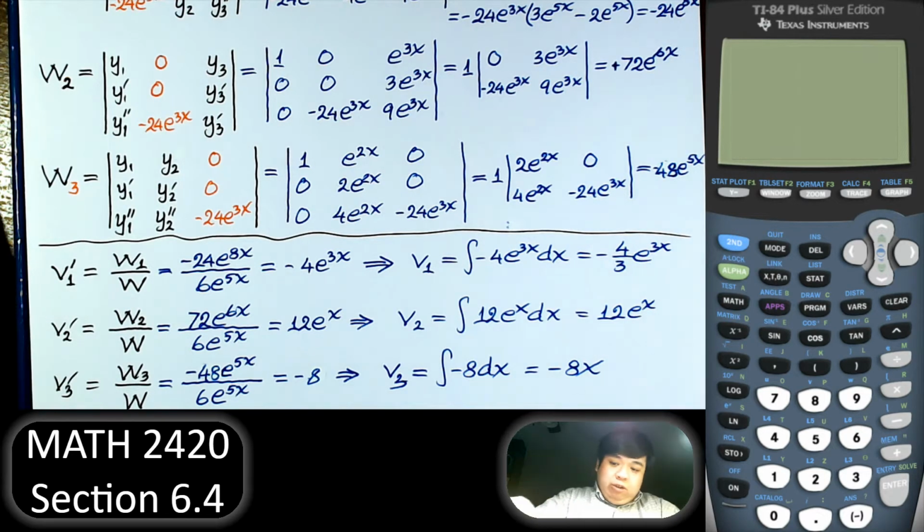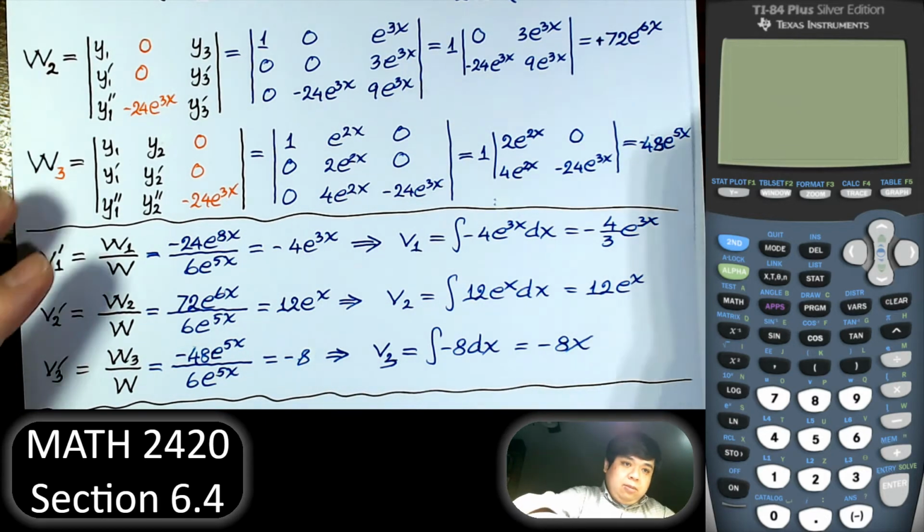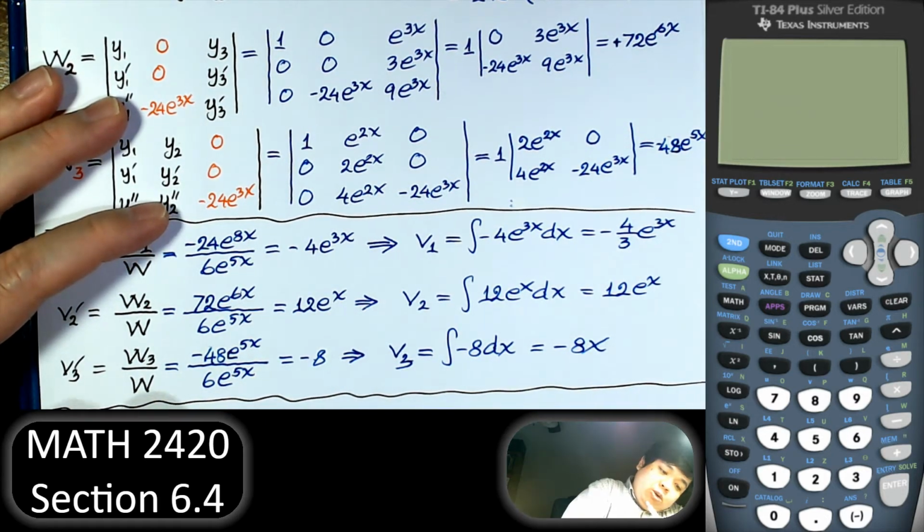Now we go back to the variation of parameters. The particular solution will take the form of v1y1 plus v2y2 plus v3y3.